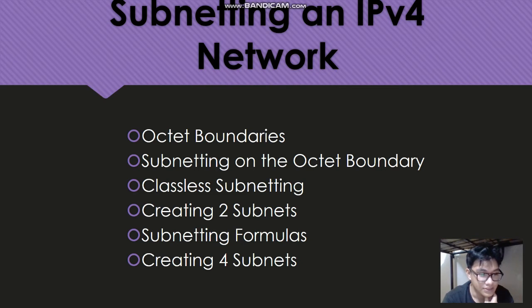Next one is creating two subnets. To see how a /25 subnet is applied in a network, consider that the topology has two LAN segments attached to its Gigabit Ethernet interfaces. Each local area network is assigned one of the subnets.